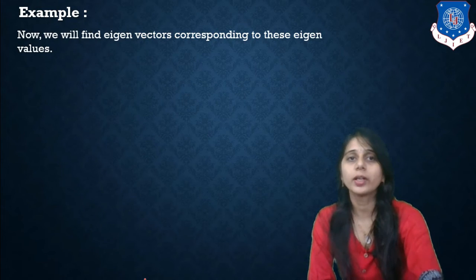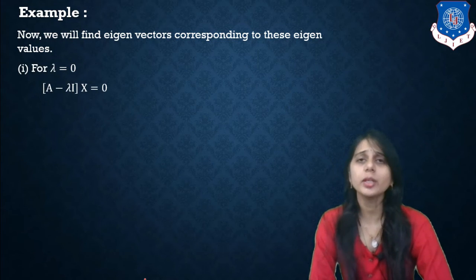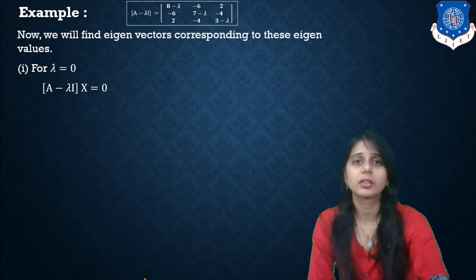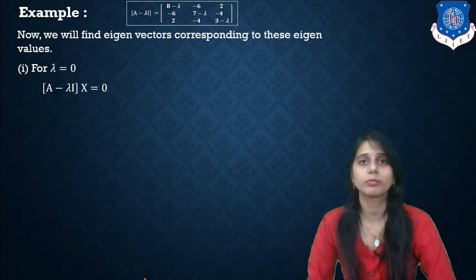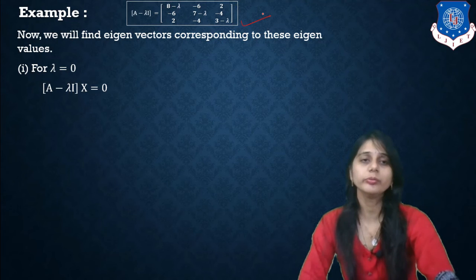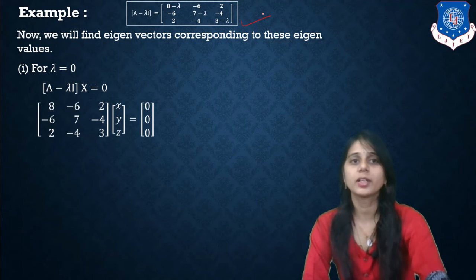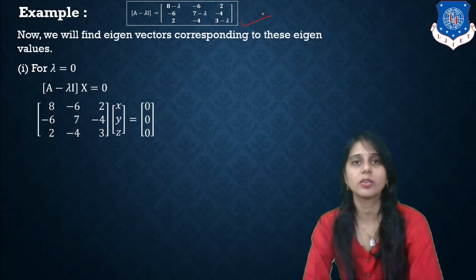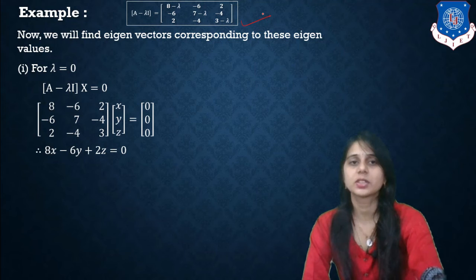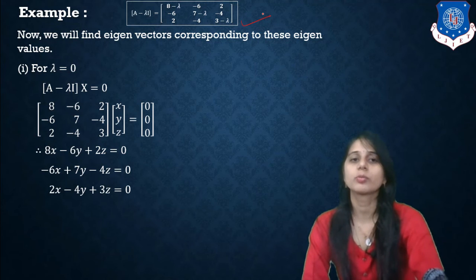Now we will find the eigenvector for the corresponding eigenvalue. First we take lambda equal to 0. A minus lambda I times X equal to 0. In the matrix we are putting the values. This is our matrix. So A minus lambda, we are taking lambda equal to 0. So we get 8 minus 6, 2, minus 6, 7, minus 4, 2, minus 4, 3, times x, y, z equal to 0. So 8x minus 6y plus 2z equal to 0, minus 6x plus 7y minus 4z equal to 0, 2x minus 4y plus 3z equal to 0.